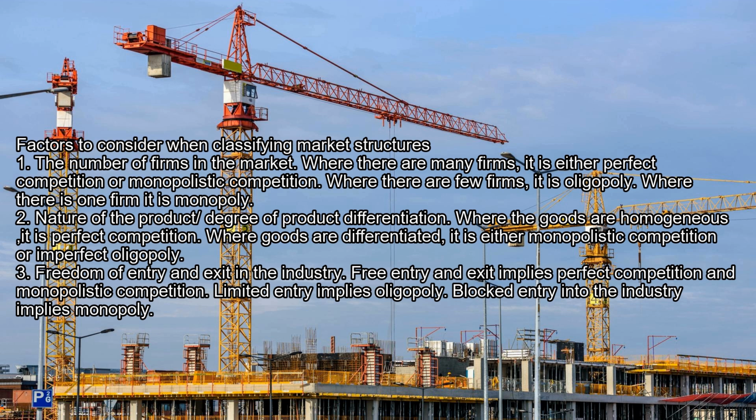1. The number of firms in the market. Where there are many firms, it is either perfect competition or monopolistic competition. Where there are a few firms, it is oligopoly. Where there is one firm, it is monopoly.